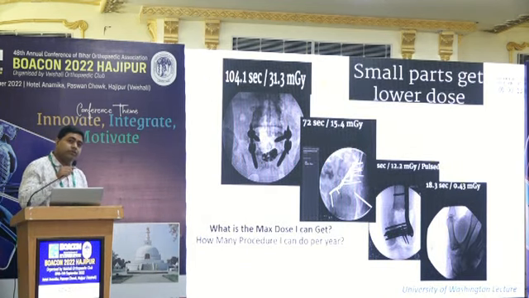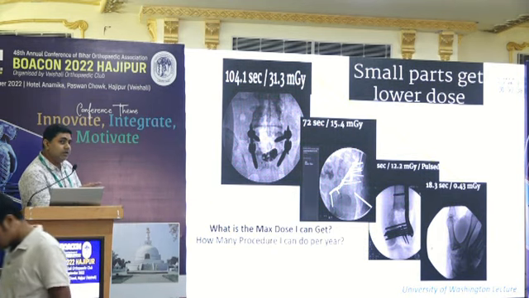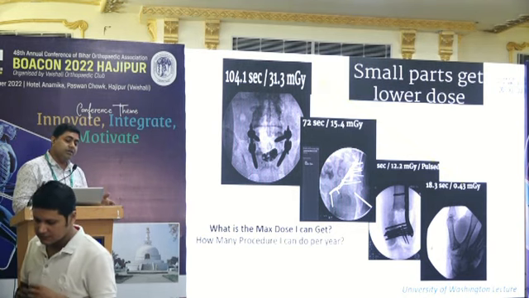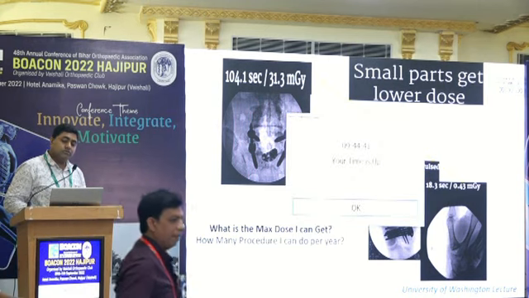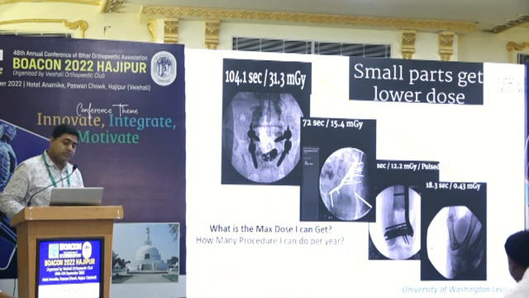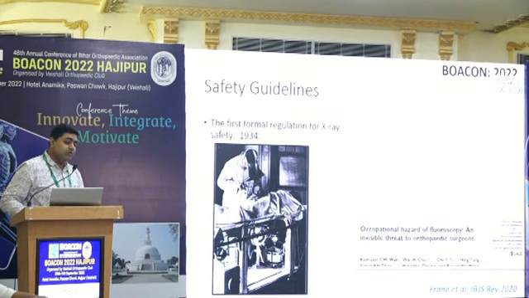This is also important to know that if you are doing an X-ray in the larger body parts, like when you are doing a spine surgery, it needs more time, so more radiation. So there is no guideline in our country, but what is the US guideline is less than 50 millisievert per year you can stress upon.